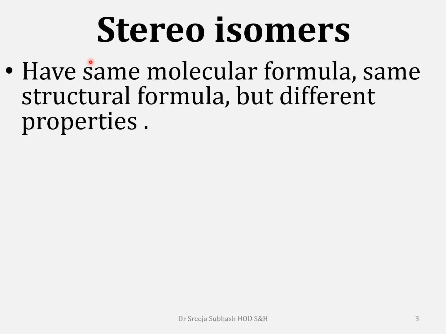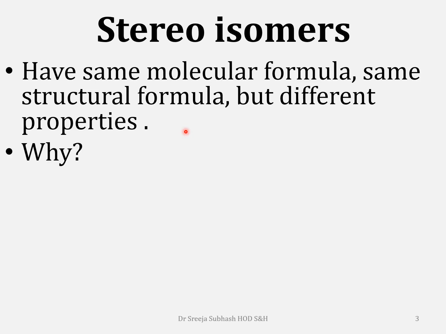First of all, we need to understand what stereoisomers are. Well, we have already seen structural isomers in the previous section. There, the molecules had the same molecular formula, but they differ in their structural formula. But when you come to stereoisomers, the molecules have the same molecular formula and the same structural formula also, but they differ in their properties. And they can be isolated from each other, separated from each other.